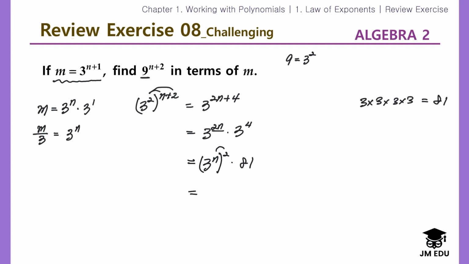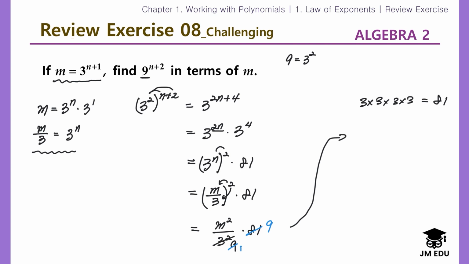3 to the n, that's m over 3. So m over 3, all of this expression squared times 81. So that is equal to m squared, right? And 3 squared. So m squared over 3 squared times 81. 3 squared is 9. So 9 times 9 over 9, so we have 9m squared.